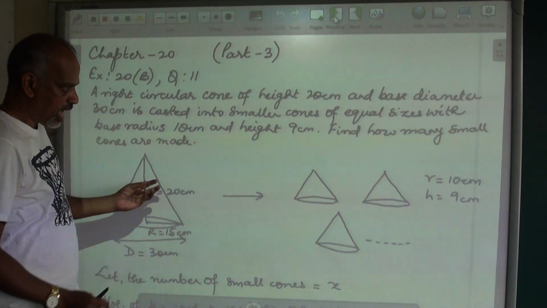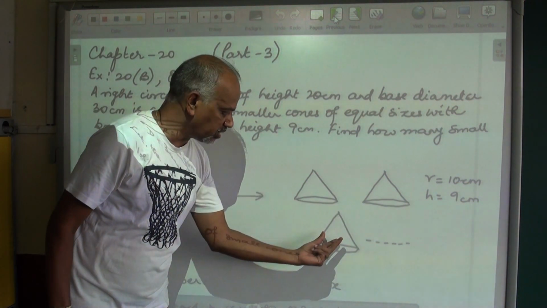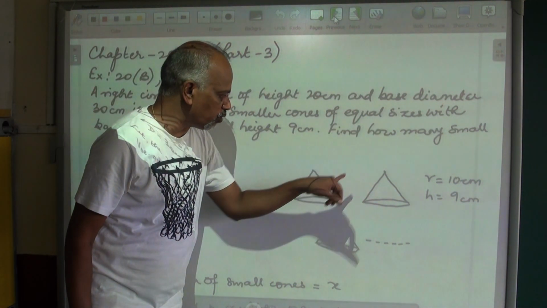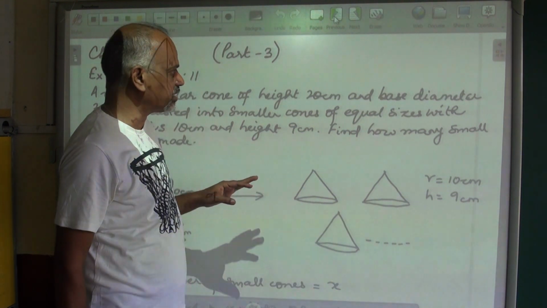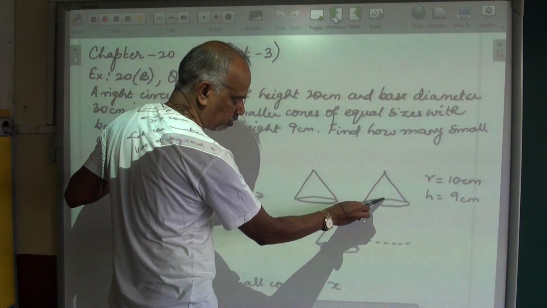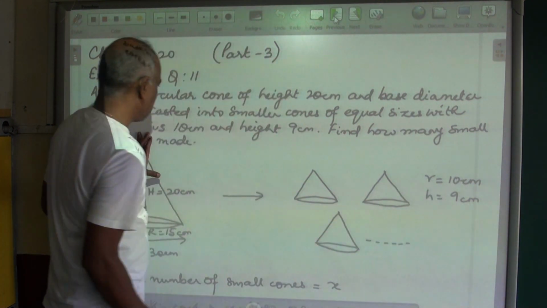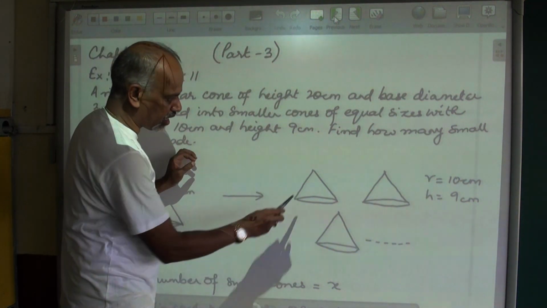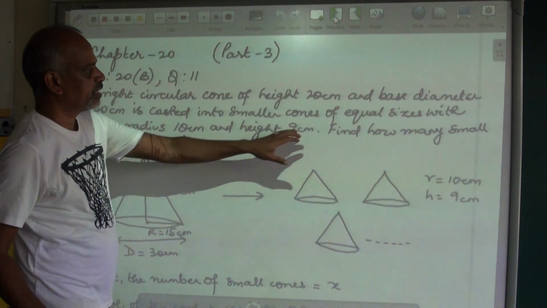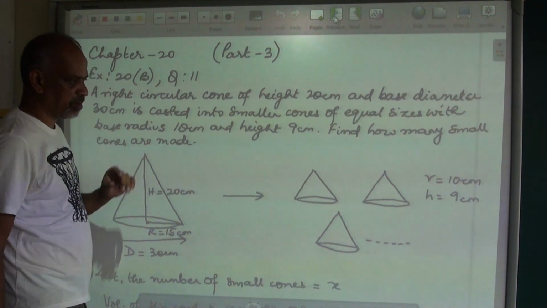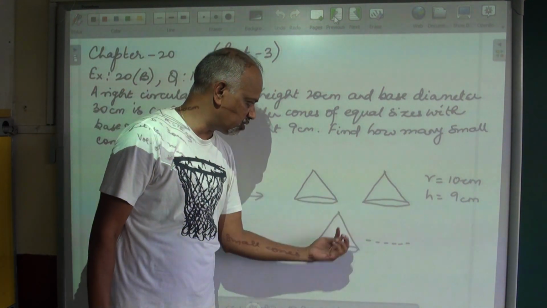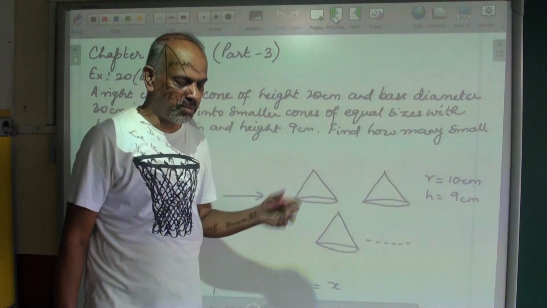This is melted and made into smaller cones like this. So casted into smaller cones of equal size. All these cones are of equal size, with base radius of 10 centimeter and height 9. Height of all these cones is 9 centimeter. Find how many small cones are made. How many such small cones can be made? I don't know how many, that's why I've just drawn 3 of them and put dots.